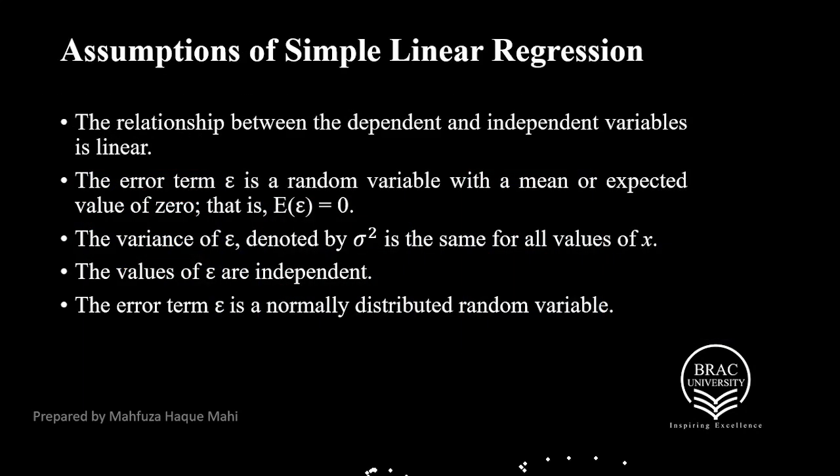Here are the assumptions of simple linear regression. The relationship between the dependent and independent variables is linear. The error term epsilon is a random variable with a mean or expected value of 0. That is, the expected value of epsilon equals 0. The variance of the error term, which we denote by sigma square, is the same for all values of x. The values of the error term are independent. The error term epsilon is a normally distributed random variable.